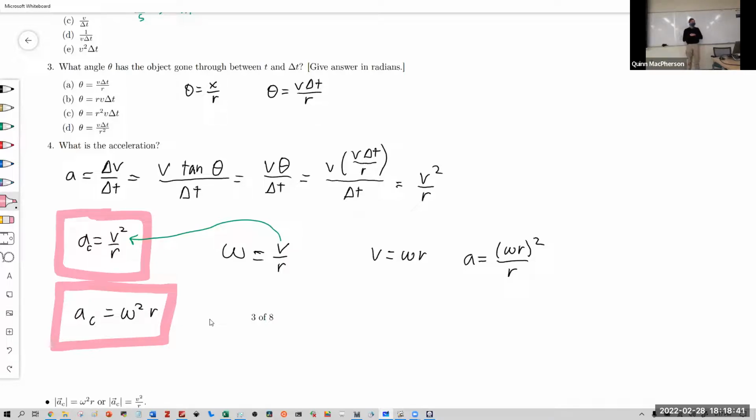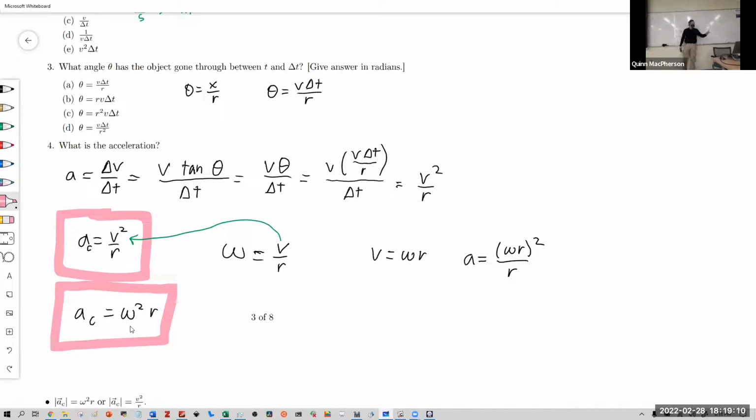If radius increases, does centripetal acceleration increase or decrease? Well, actually, it's a trick question, right? According to the top equation, if you increase R, R's in the denominator, so centripetal acceleration will decrease. According to the second equation, if we increase R, R's in the numerator, so centripetal acceleration will increase. Well, it depends what you hold constant.